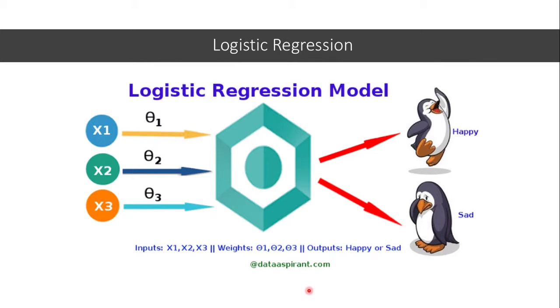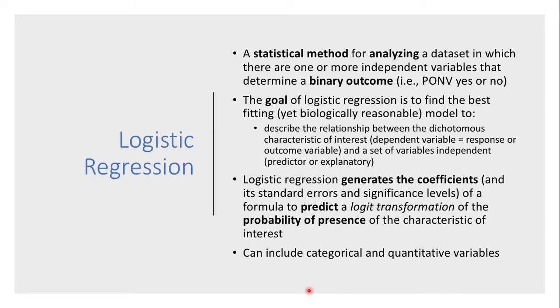All right, let's talk about logistic regression. This is one of those very powerful statistical tools that we can use to predict dichotomous outcomes. It's a test that allows us, when we have one or more independent variables, to help predict dichotomous or binary outcomes, say, for example, postoperative nausea and vomiting. And the goal of logistic regression is really to help find the best fitting model to the data.